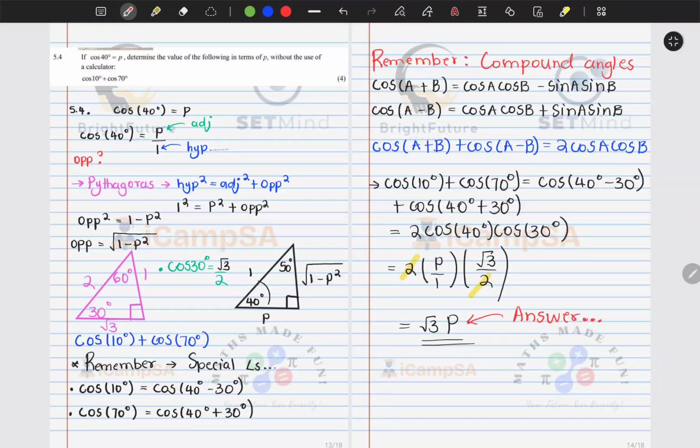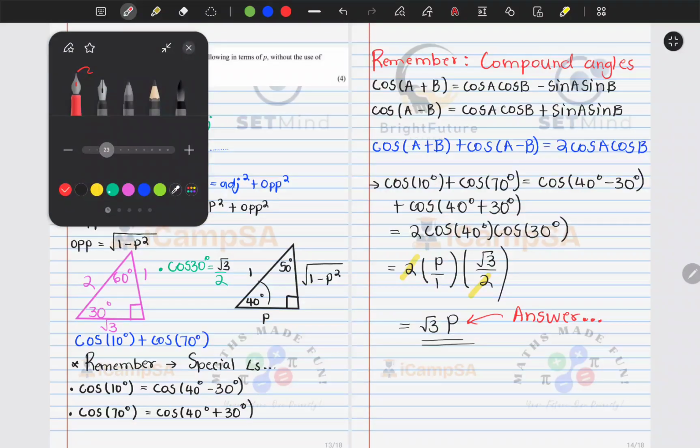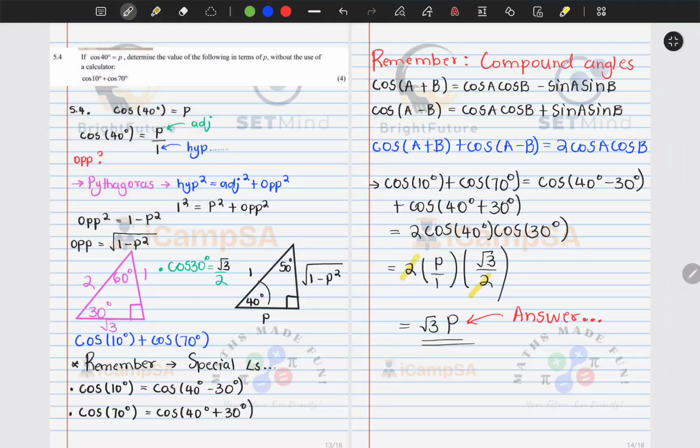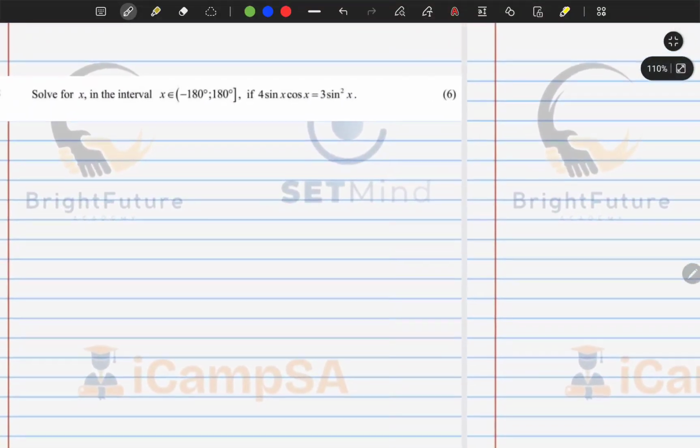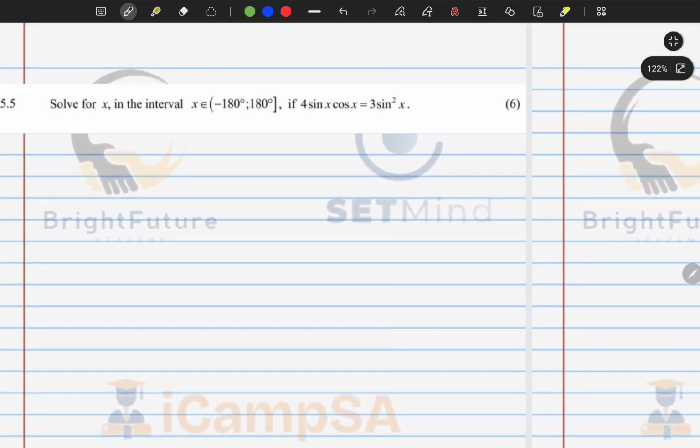Hope you guys understand the rationale here and the thinking. Very simple question, just apply yourself. So let's have a look at this question now.